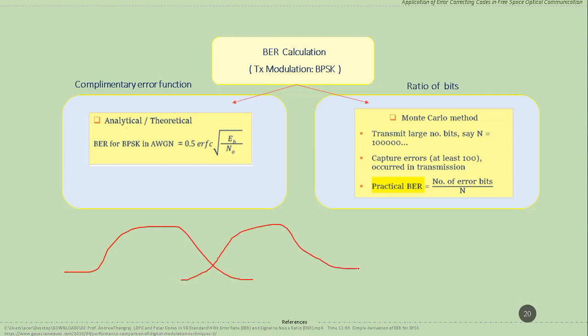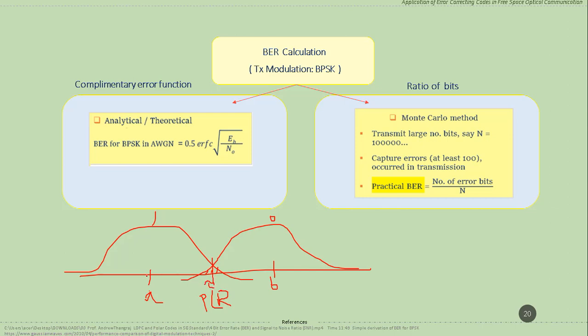So there will be two signals, one centered at A, another centered at B. Suppose this is representing 0 and this is representing 1. So what is the probability that the received signal R lies in this region and it crosses this threshold value?